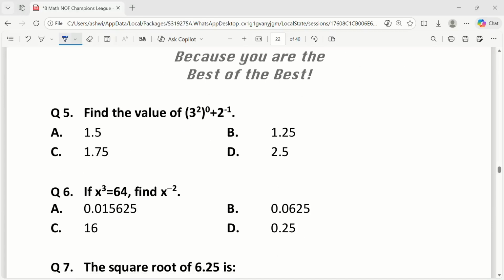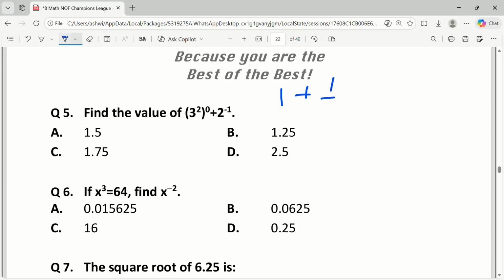Question 5. Find the value of 3 to the power 2 to the power 0 plus 2 to the power minus 1. Simplifying the expression using the properties of exponents, where a to the power 0 is equal to 1 and a to the power minus n is equal to 1 upon a to the power n, we have 1 plus 1 by 2, which is equal to 1.5, which is option A, 1.5.